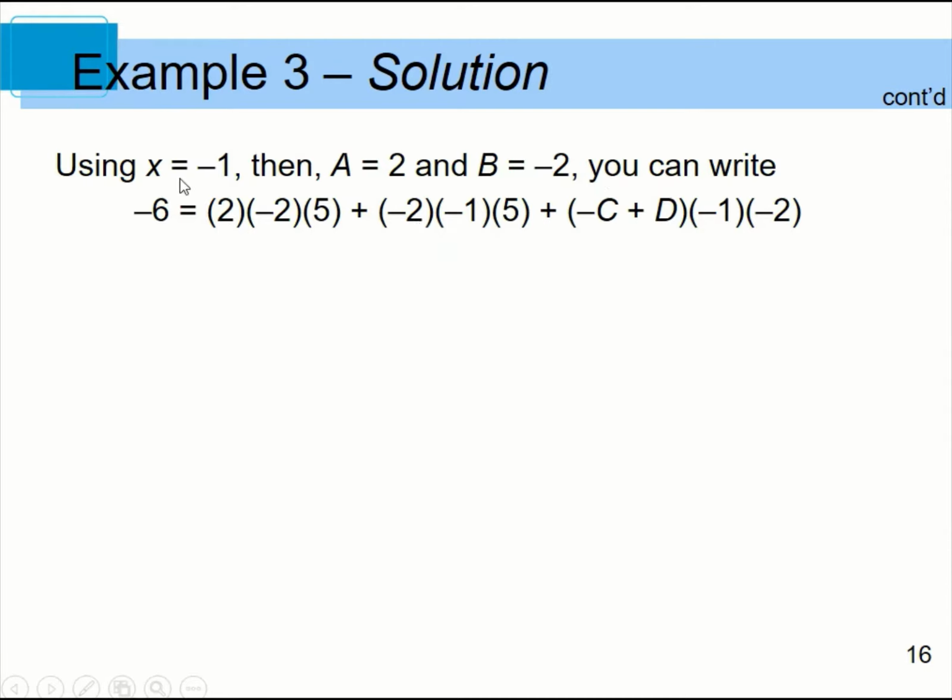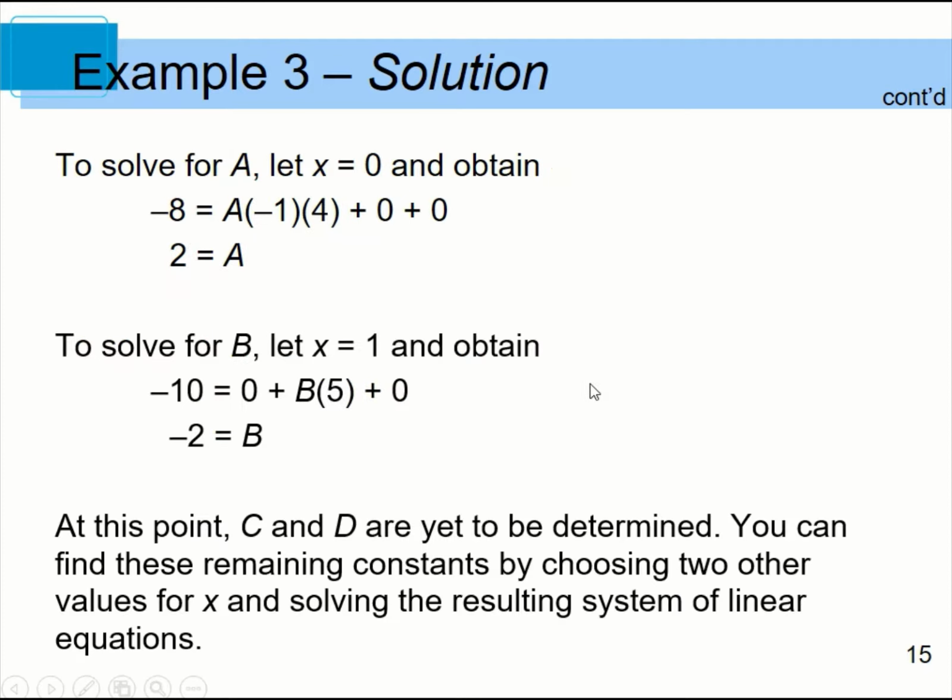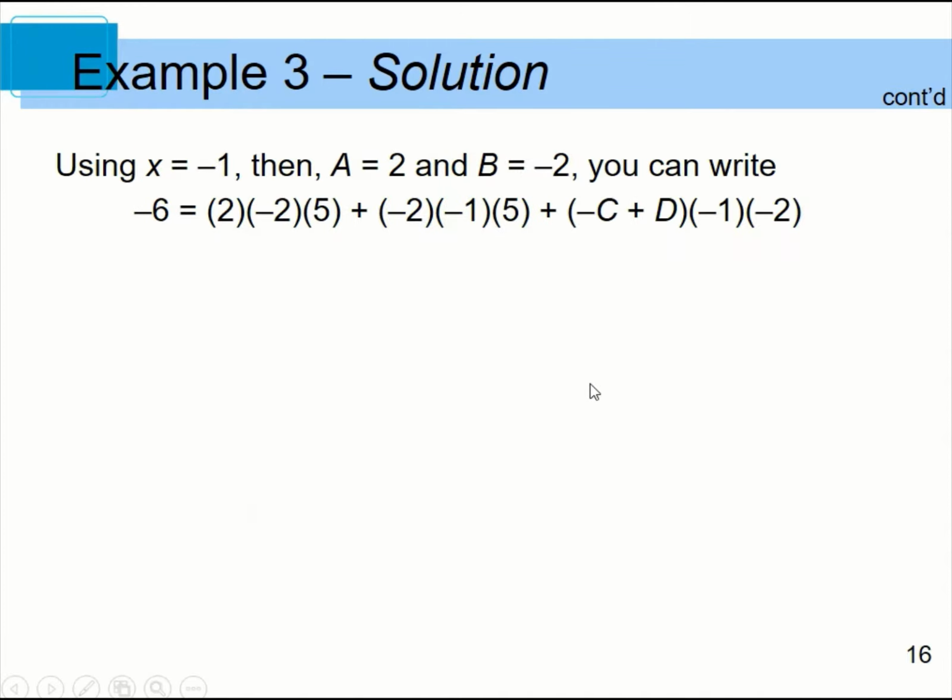So when x is negative 1, on the left hand side, when we substitute negative 1, we get negative 6. And on the right hand side, of course, when we substitute, we get something like this. So, solve this. We actually have negative c plus d equals 2. So we have one equation.